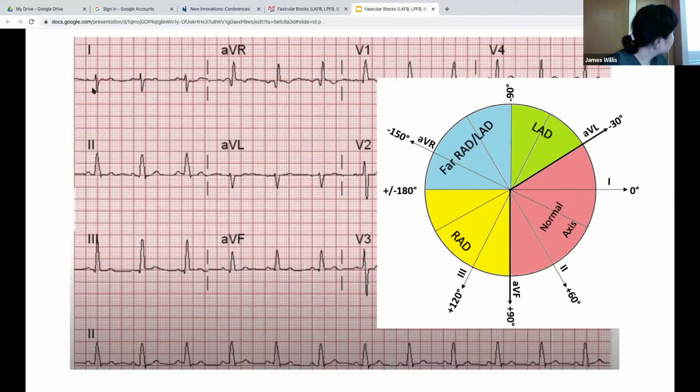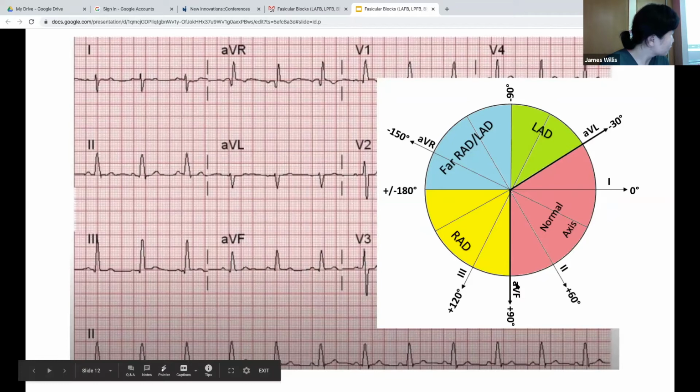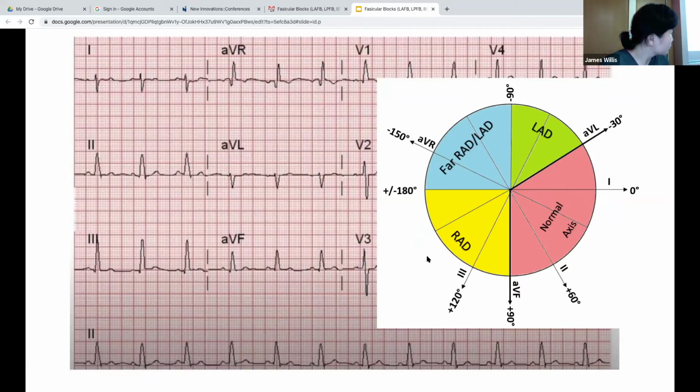But if you look at this again in 1, it's isoelectric-ish, but it's more negative. So that means the main electrical vector is going to be going a little bit away from 1. So you can think of this as like a clock hand that's turning away from 1. So you're perpendicular and you're going in this direction, but you're a little bit away. So you turn a little bit away. So this actually gives you right axis deviation in this EKG.